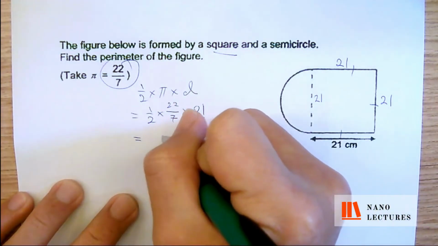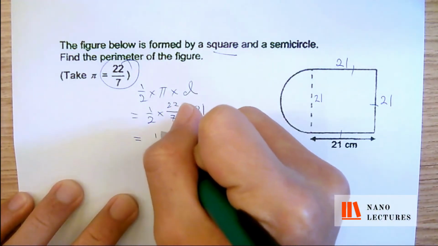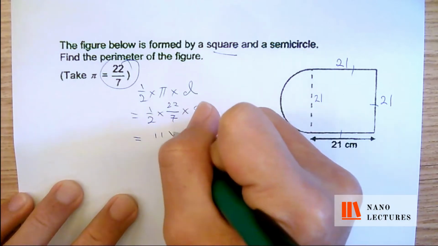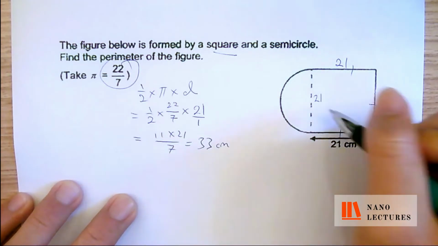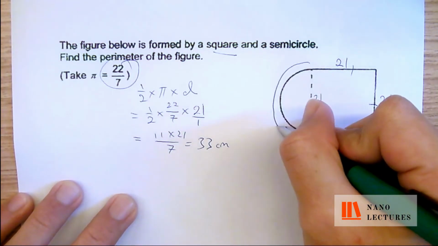This one will give us 11 times 21/7. This will give us 33. Okay, so 33 cm would be this length.